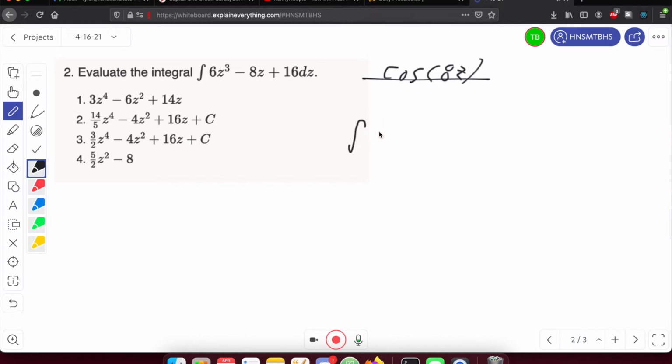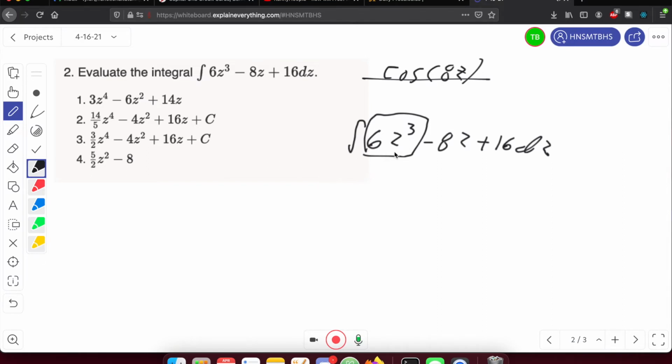Let's see. So I'll just rewrite this: 6z cubed minus 8z plus 16 dz. Okay, so first of all, let's worry about this term. What is the antiderivative of 6z cubed? Well, we just have to remember what it means to take the antiderivative.